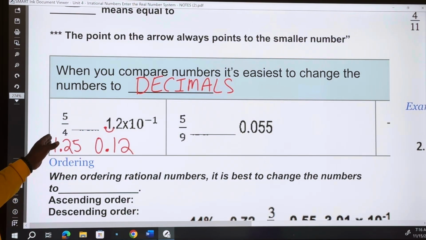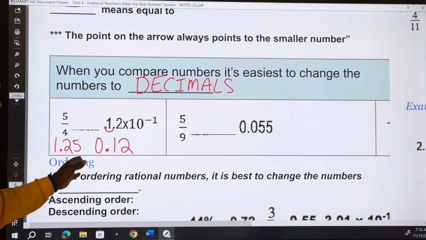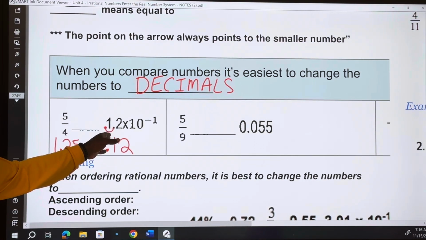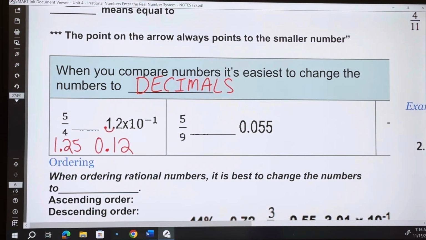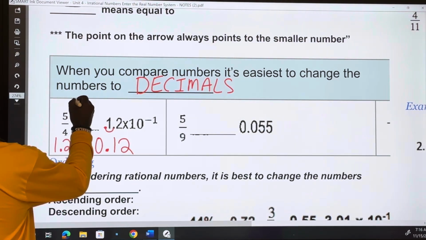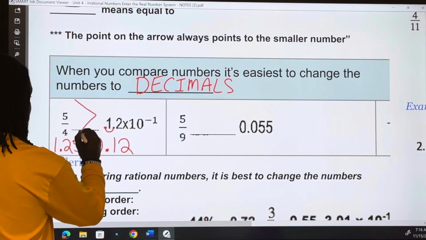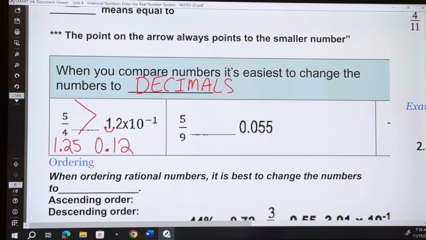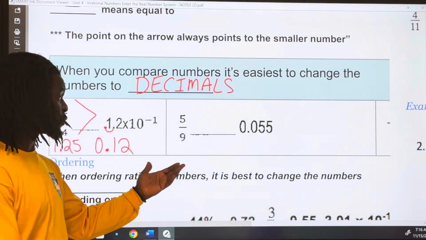So this is 1.25 and this is 0.1200, all right? And so based on looking at those, it's really easy to tell which is greater. The 5/4 is greater, so I'm gonna put the greater than symbol, all right? Simple enough, all right? So you can go ahead and do this next one on your own.